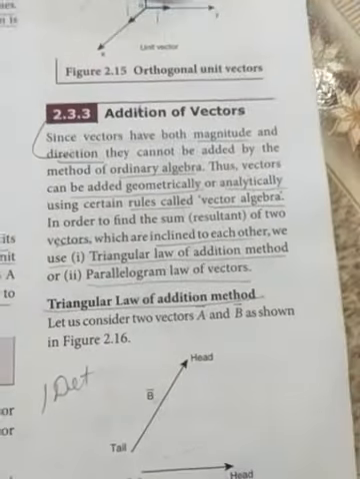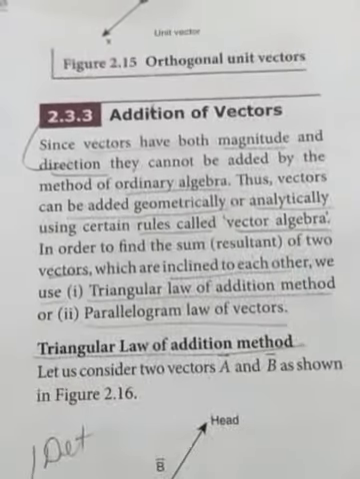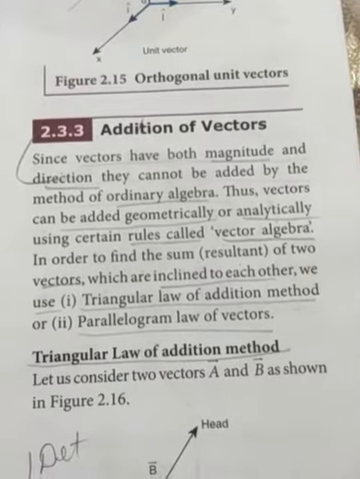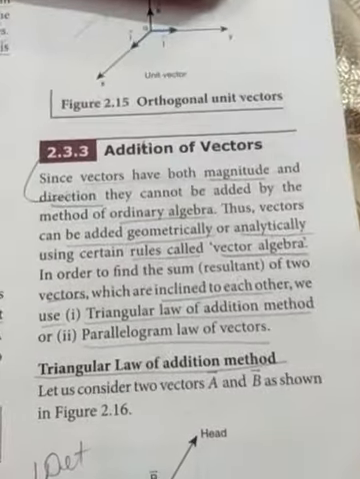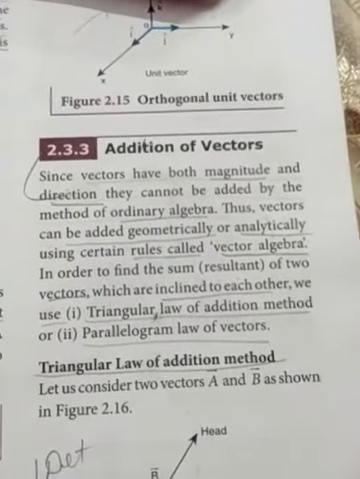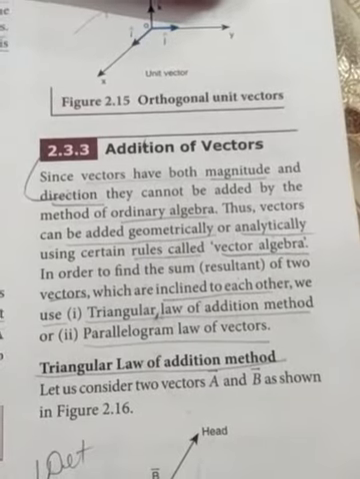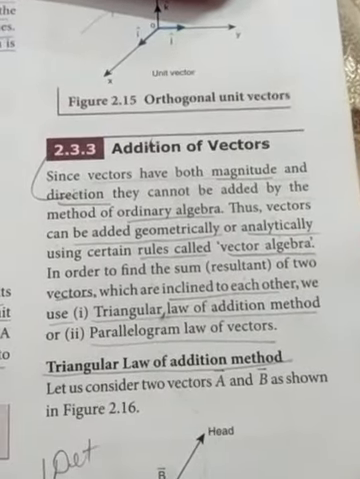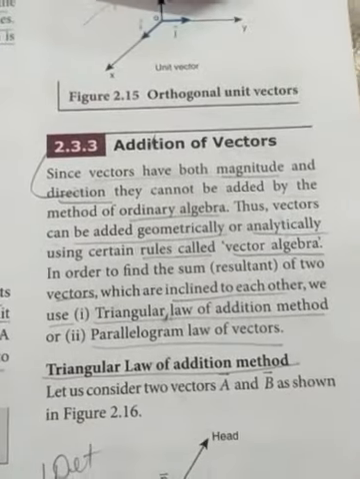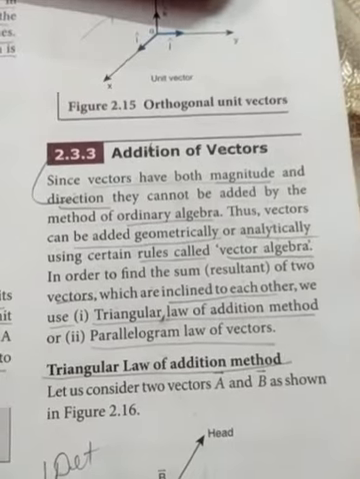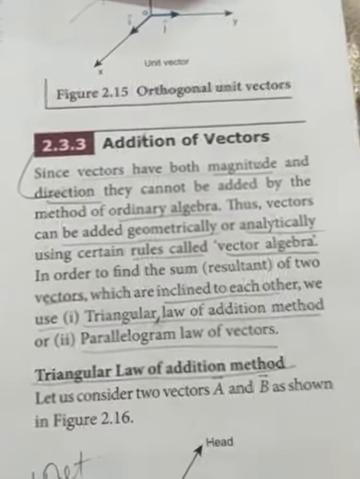Since vectors have both magnitude and direction, they cannot be added by the methods of ordinary algebra. But vectors can be added geometrically or analytically, using certain rules called vector algebra.